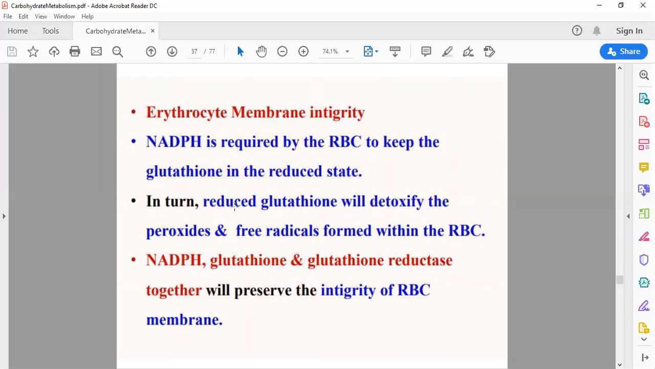Then the next special function is that it preserves the integrity of the RBC membrane. So this is a special function of NADPH in RBC. NADPH produced in erythrocytes has a special function to perform. It maintains the concentration of reduced glutathione, which is essentially required to preserve the integrity of the RBC membrane.